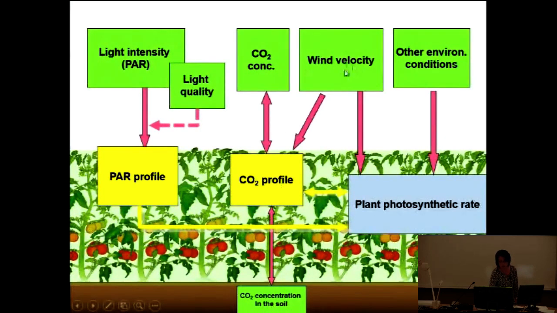And then wind velocity would affect the boundary layer over the canopy, and then also the boundary layer inside the canopy over the leaf. So the wind velocity is basically affecting the CO2 profile and photosynthetic rate. So here, it's all related. Light intensity affects the photosynthesis, photosynthesis affects the CO2 profile, and the CO2 profile affects back the photosynthetic rate. Okay, it's very complex.